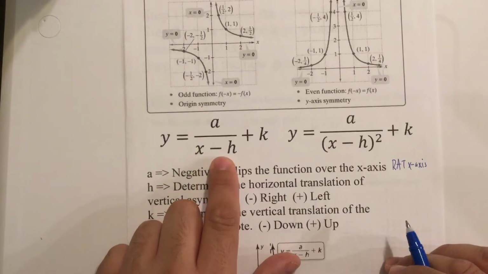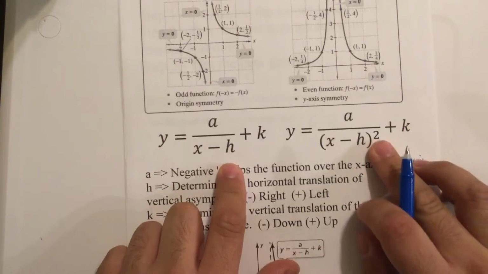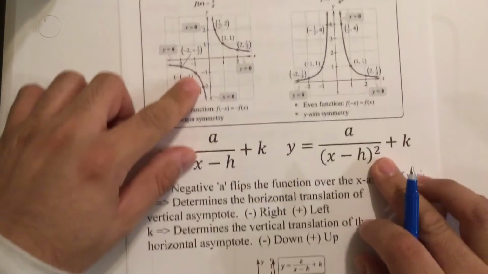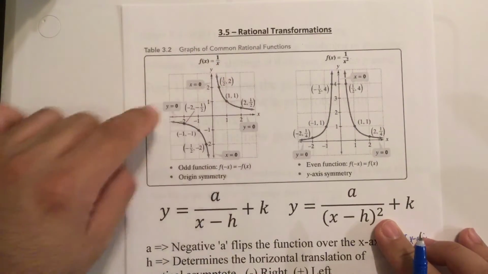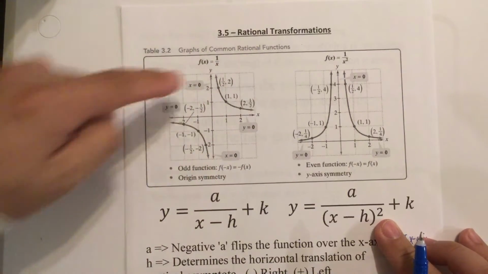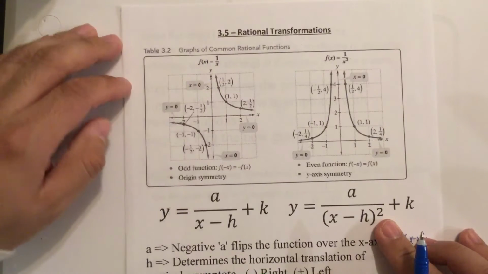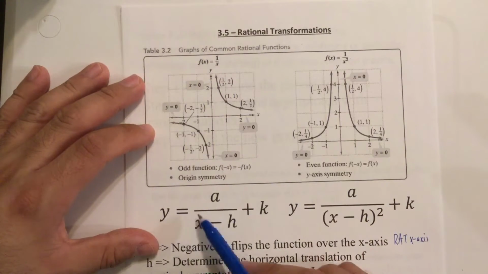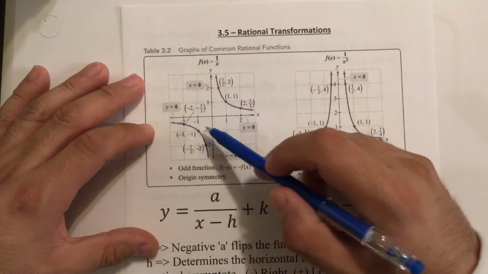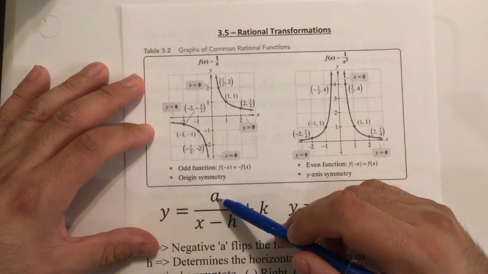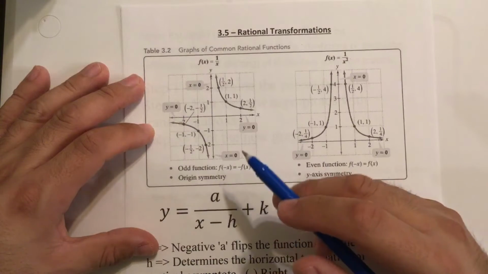So you'll have one where there's not squared and then one where there's squared. So we have the rational function right here. We can see it. So we have two branches, one in quadrant 1 and one in quadrant 3. If you forgot about the quadrants, it's 1, 2, 3, and 4. So if you have y equals a over x minus h plus k, it's going to look like this, quadrants 1 and 3. So again, your a, if it's negative, it reflects it across the x-axis.